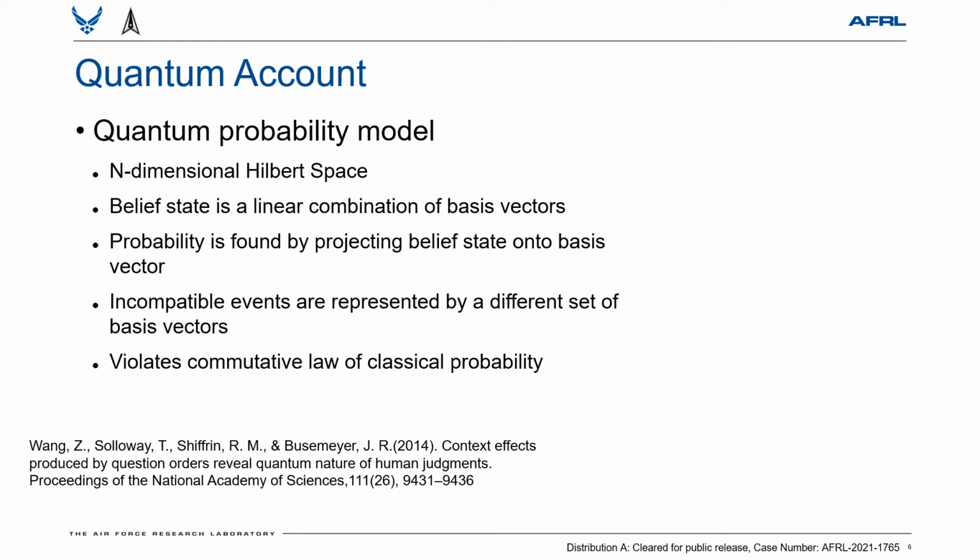An important concept in the quantum model is compatibility. If events are compatible, they can be represented with a common set of basis vectors. In this case, the quantum model agrees with the predictions of classical probability. However, if the events are incompatible, then the events cannot be represented with a common set of basis vectors. Instead, a new set of basis vectors for the incompatible events are found through rotation. Importantly, this allows the quantum model to violate the commutative law and produce order effects.